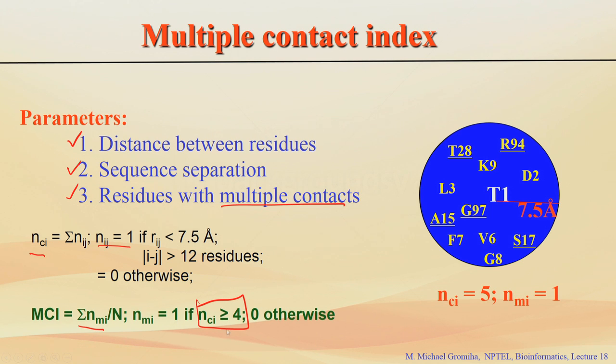For example, let us show an example here. This is the central residue T1 with the distance 7.5 angstrom. How many long range contacts can it make? Right, this 1, 2, 3, 4, 5. In this case, NCI equal to 5 because there are 5 contacts. If NCI equal to 5, then it is greater than 4. In this case, NMI equal to 1.